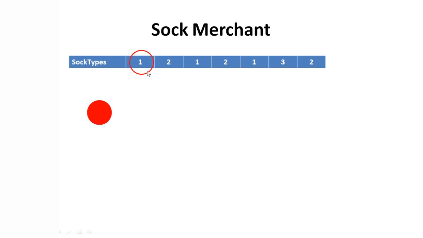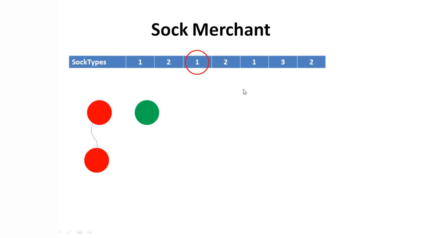You start with the first one. We'll put the sock at one side. Now we take the second sock. It's of a different type, so we keep it separate. And then we take the third sock. Remember, it's of type 1. So we match it up because they are the same color. We can group them. We have made one pair here.